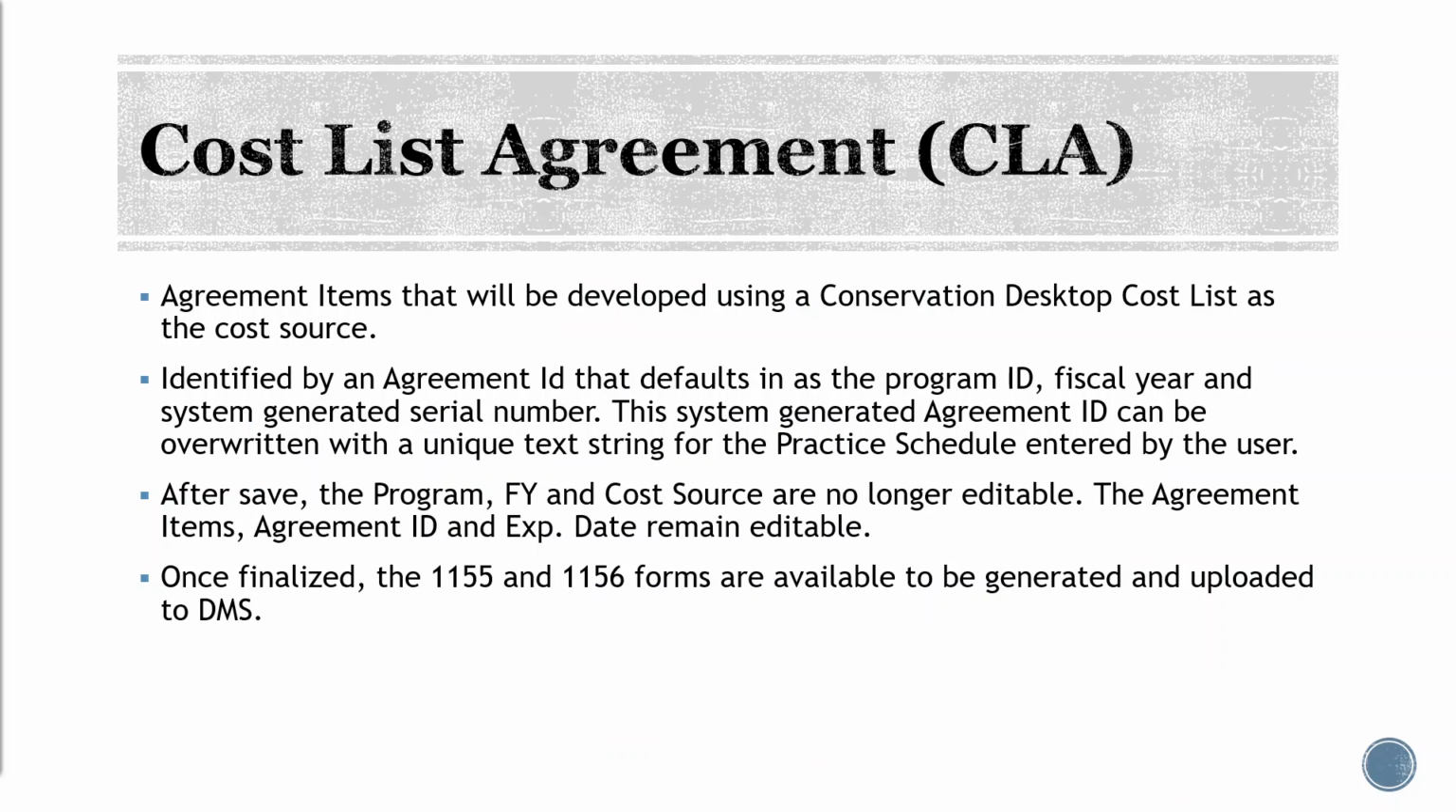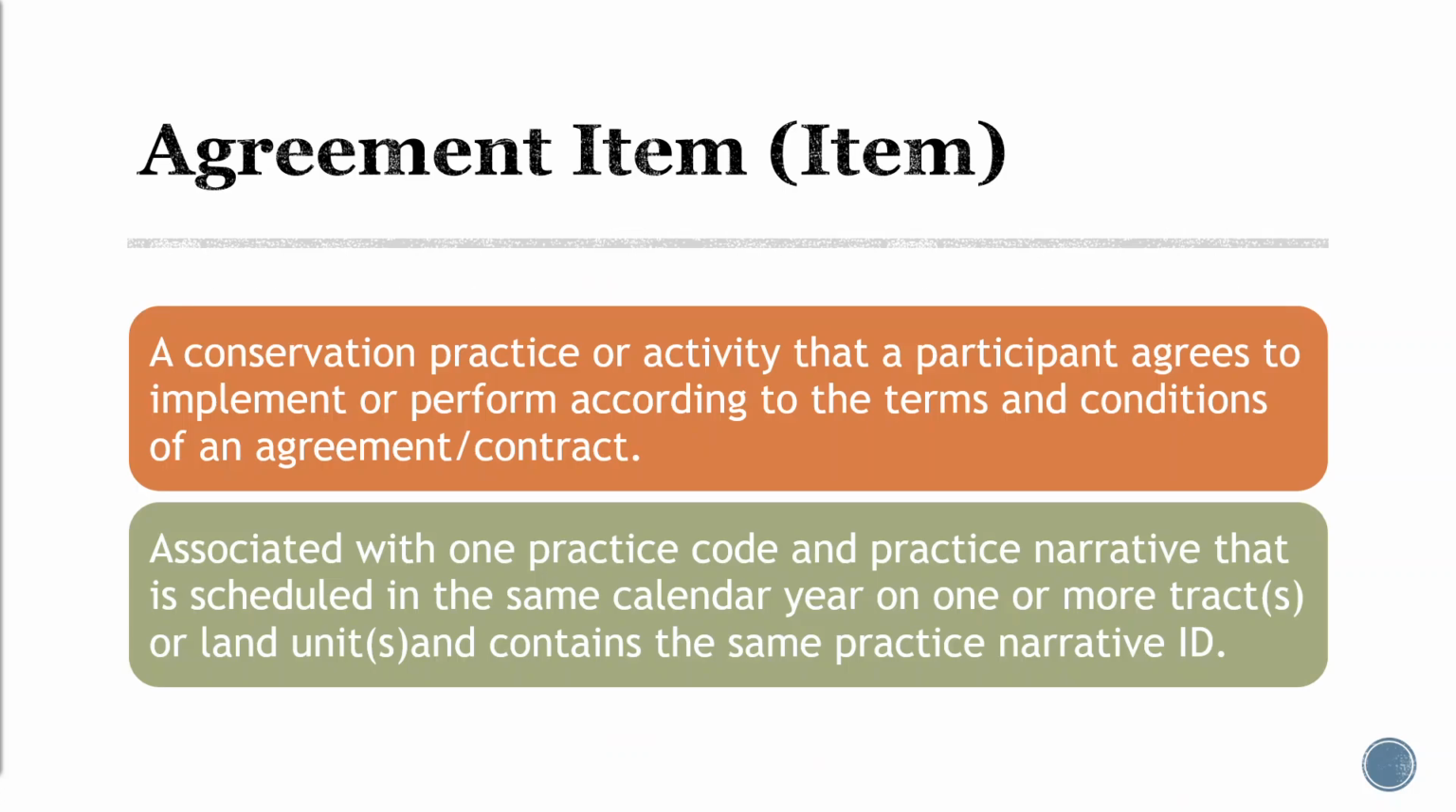Once you save and enter the cost list agreement, the program, fiscal year, and cost source are no longer editable. Once you've completed the 1155 or finalized everything, the 1155, 1156 forms can be printed through Conservation Desktop and uploaded to DMS as well. So that's CLA.